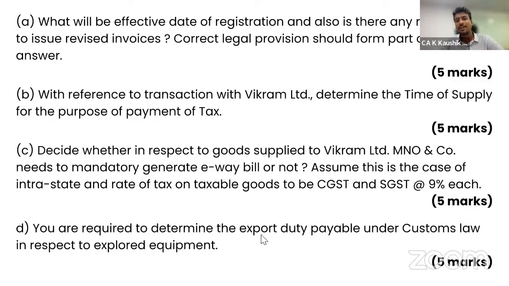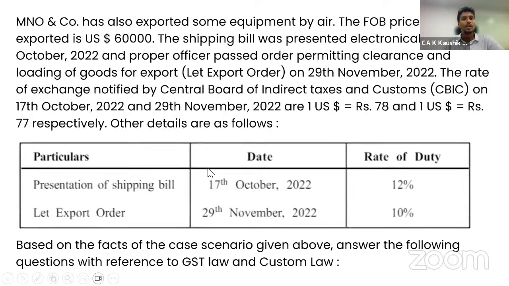You're required to determine the export duty payable under customs law. So customs also comes into the picture. So 5 marks each, 4 different questions, 20 marks for the first question. And the next question, another question, will have 20 marks. So how do you look at it?